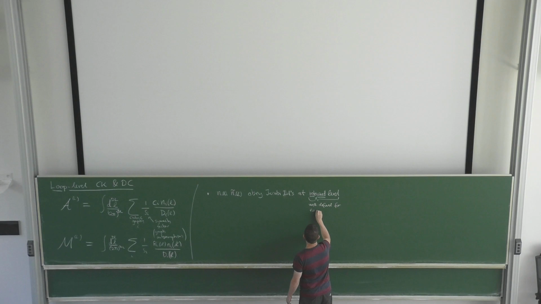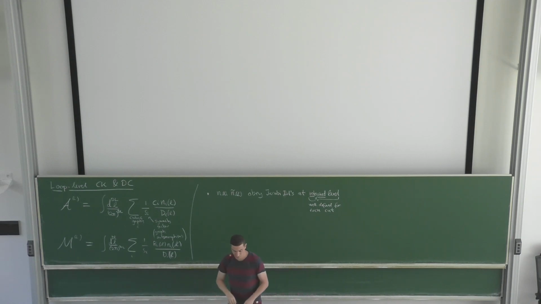For each cut. So what I mean here is that you find some global functions, which are these numerators, and then you map those functions onto a cut in a particular way by summing over the graphs that contribute to that cut. And on that cut, you have to make sure that they obey the same rules as the numerators did at tree level, so all the Jacobi relations, subject to that cut.